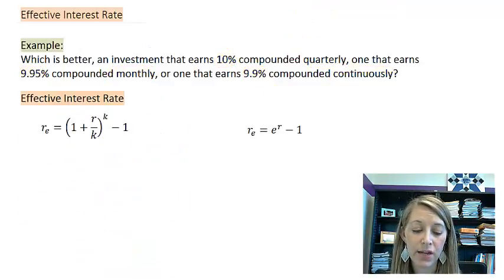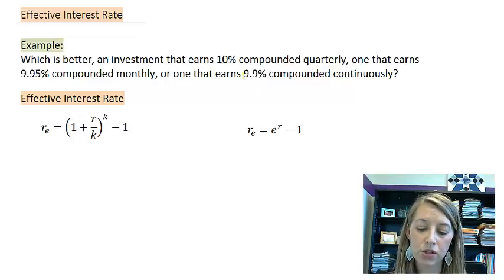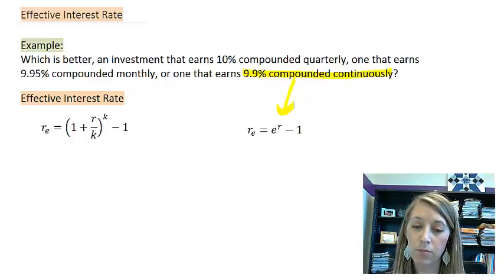So I have my effective interest rates here. All you need to do is plug in the numbers where appropriate, and then we can compare our interest rates for each of these situations. So I suggest that you pause the video and figure out which one of these would be the better bang for your buck. Okay, the first two I'm going to need to plug into the first formula because that's an actual number of times it's compounded a year. And then the last one I need to plug into my continuous formula here.